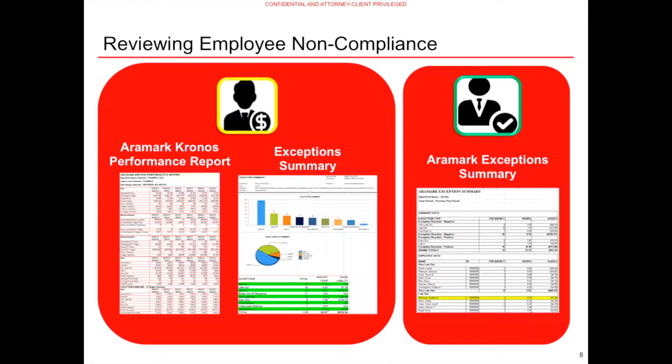There are 3 main Kronos reports that should be utilized in order to understand how labor cost is associated with employee punching behavior. As profit center oversight, it is critical to have an understanding of how exceptions are trending at your account and how labor cost is impacted by reviewing the Aramark Kronos Performance Report and Exception Summary Report. In order for the location execution team to reinforce proper punching behavior with specific employees, review the Aramark Exception Summary Report.